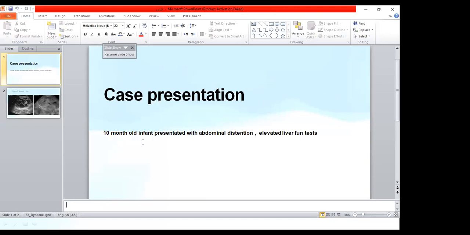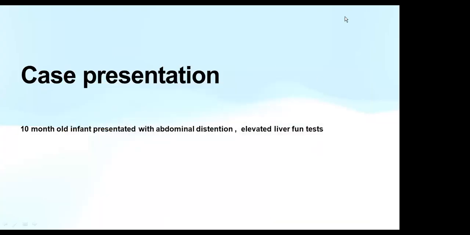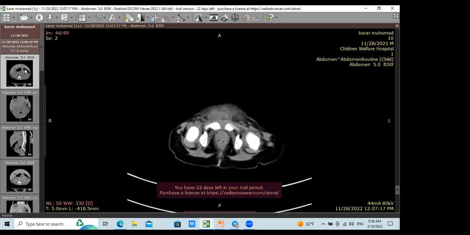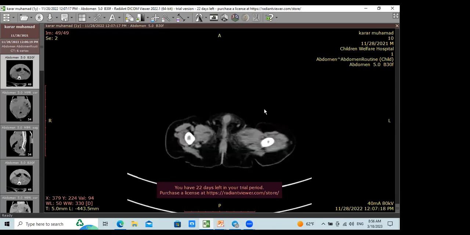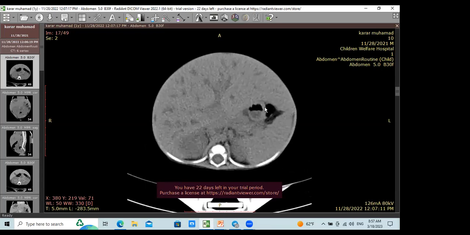Case presentation: a 10-month-old infant presented with abdominal distension and elevated liver function tests. Sent for ultrasound. On abdominal ultrasound, the right transverse section shows this view and the left transverse section shows this view. Sent for CT scan with contrast for further evaluation. This is the axial section.